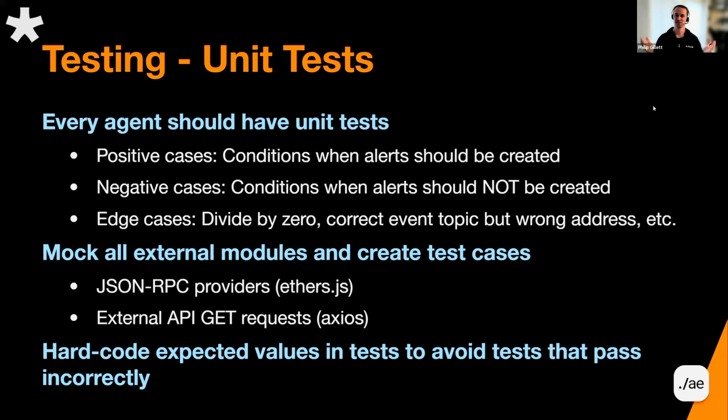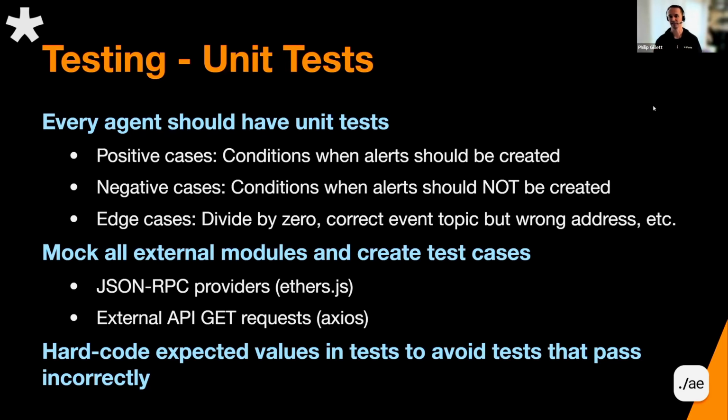What happens if a divide by zero comes in? What if I didn't think about that? Does the whole thing crash? What if I have the right event topic, but it's not from the right address? I need to be able to say my agent is not going to trigger on that, or my agent is not going to just go belly up.